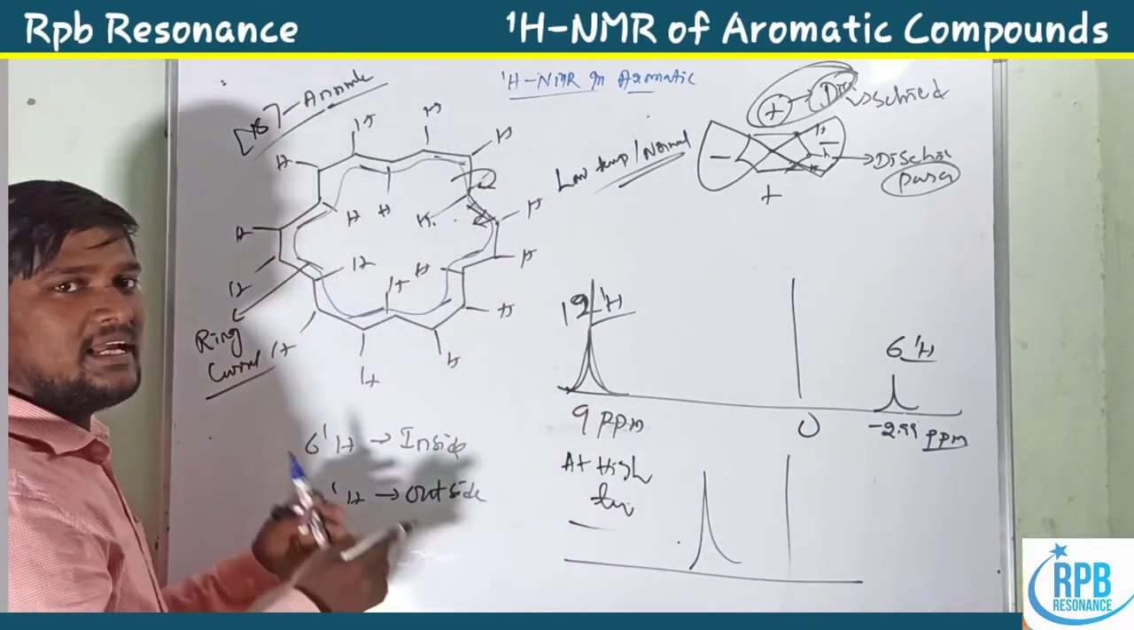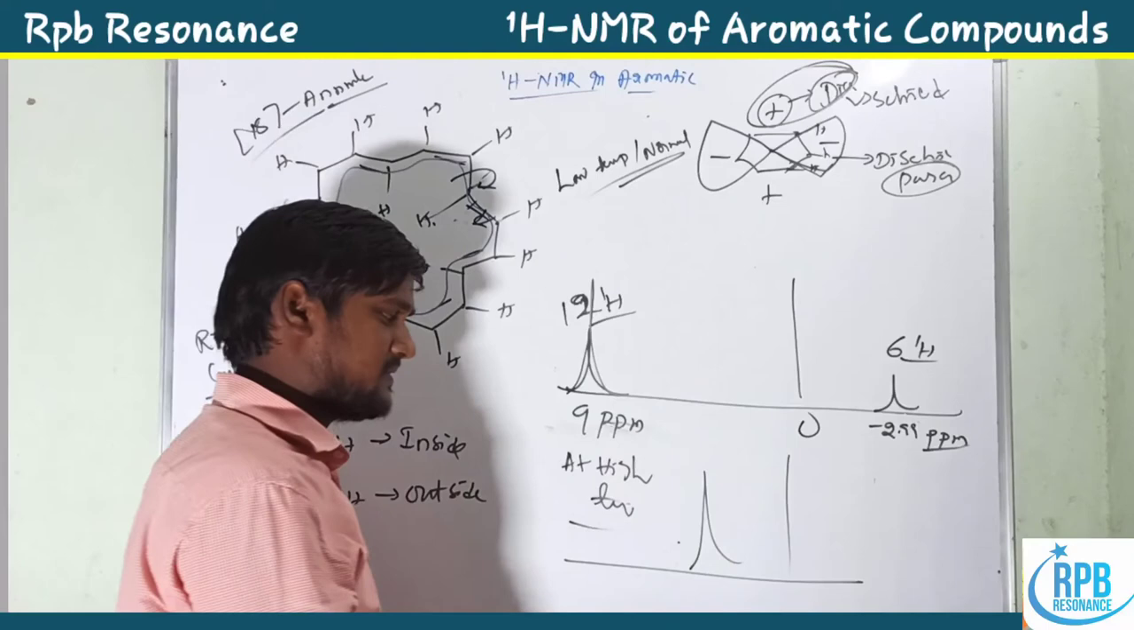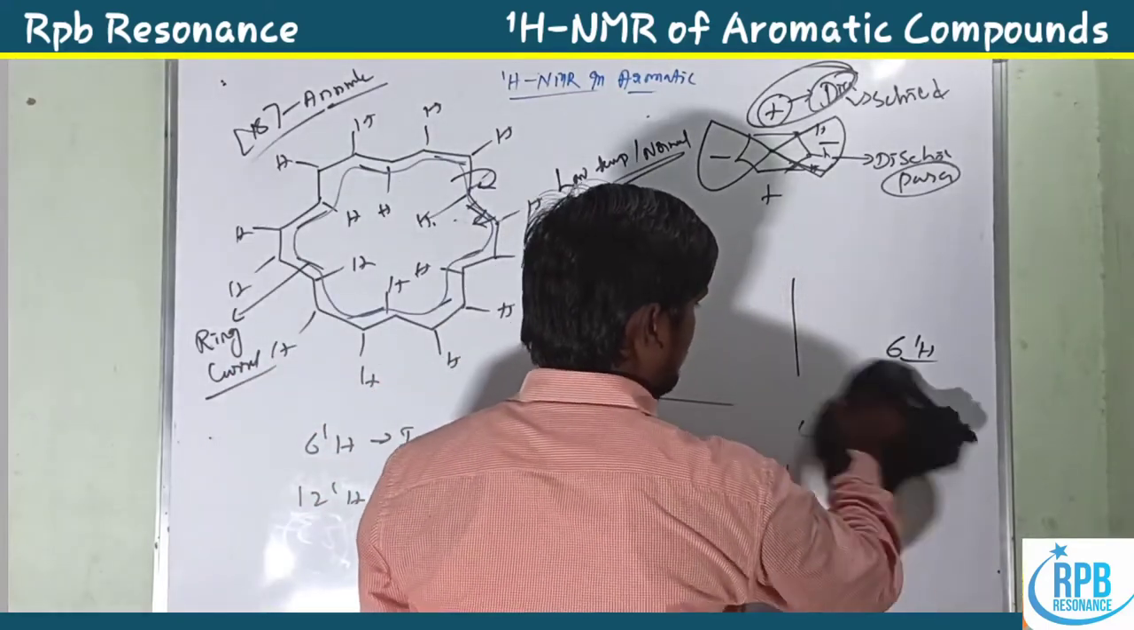This is the 18-annulene proton NMR story. Now let's move on to some other examples.